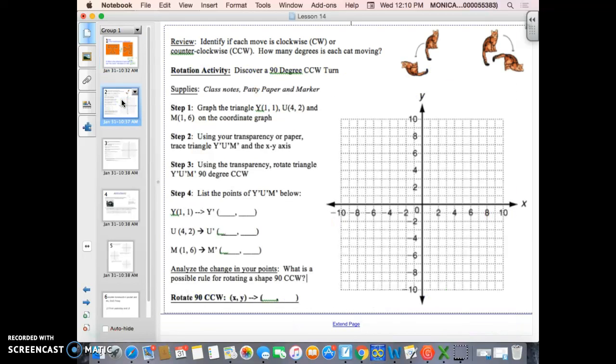All right, let's move on. So it says identify each move as clockwise or counterclockwise. Well, these cats, you can kind of see and think of, we call it clockwise and counterclockwise because you think of a clock. So you can see that this cat here, this would be the counterclockwise, and we call it CCW, and this would be clockwise, CW.